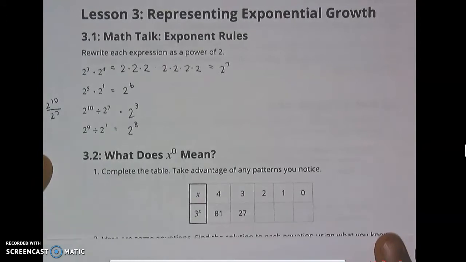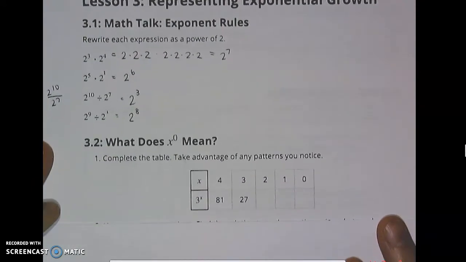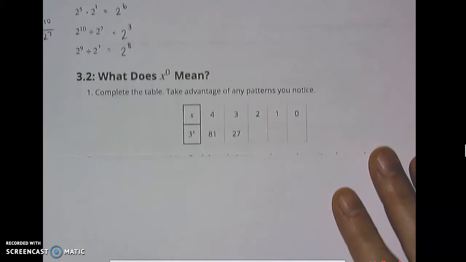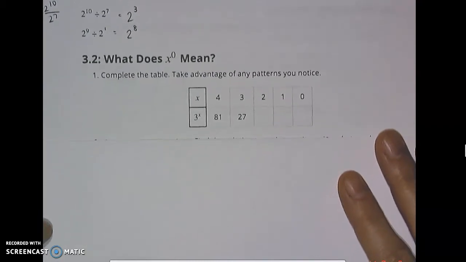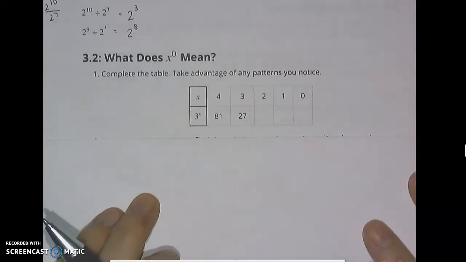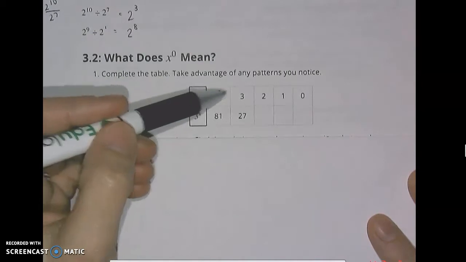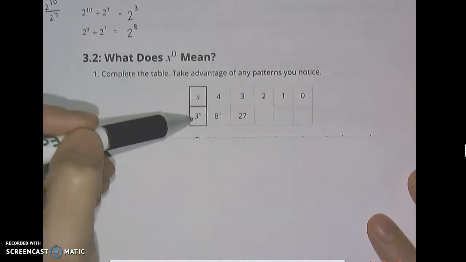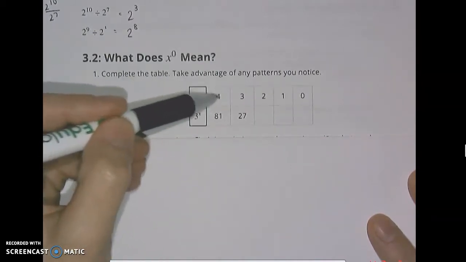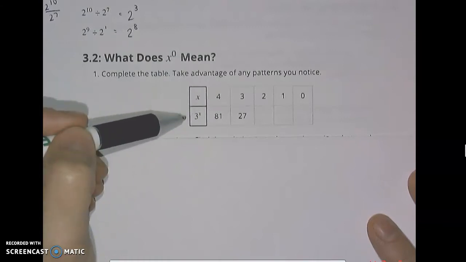Alright, the next thing we're going to figure out is, what does x to the 0 mean? Okay, so the first thing we have to do is complete this table and see if we notice any sort of patterns that are happening. So here are values for x. We're going 4, 3, 2, 1, 0, and then we have 3 to the x. So this x value is going in as the exponent.